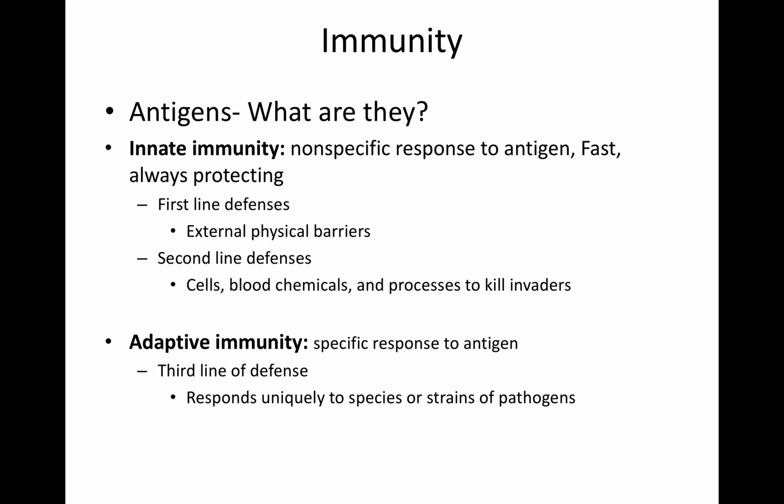The innate immune response is fast and always protecting. We're said to be born with these systems intact and ready. They include the first line defenses, which are the external physical barriers, and then second line defenses. Once these first lines are breached, the cells and different blood chemicals are there to act non-specifically to try to get rid of the antigen.